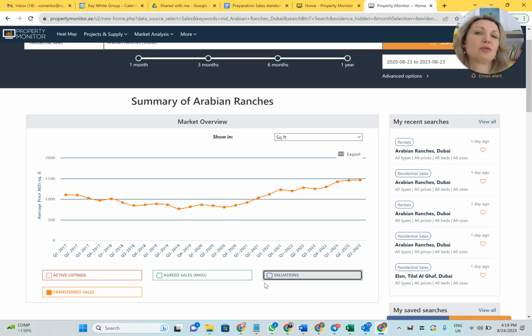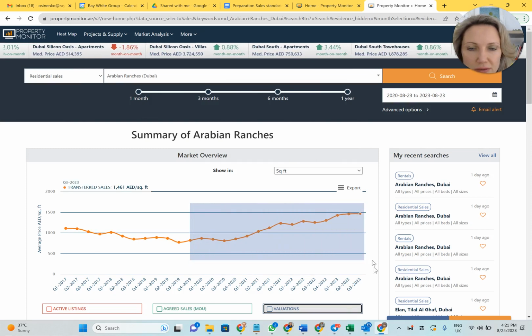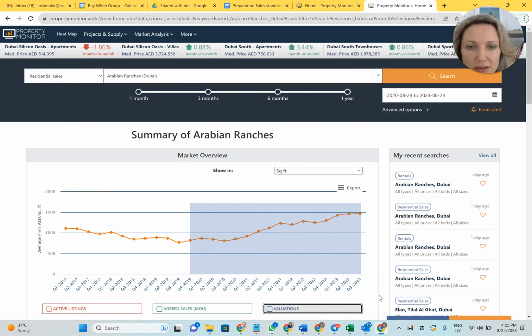So in this case, because we are dealing with investors, we are only interested in actual transaction prices. So transfer sales is what we're looking for. The data which is interesting for us.